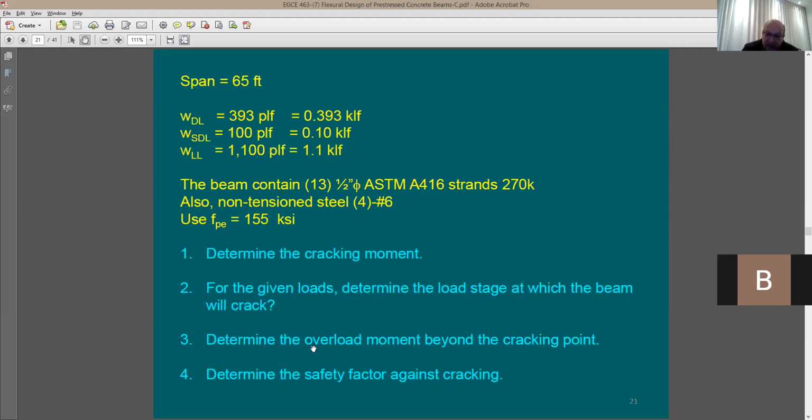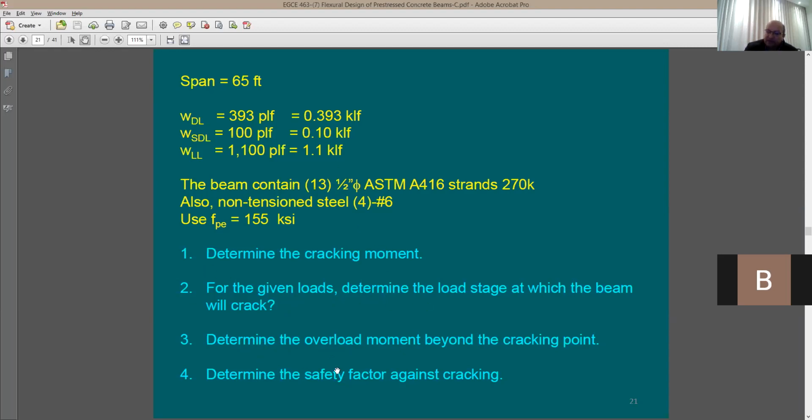Also, it says here, determine the overload moment beyond the cracking point. So for example, let's say this beam is going to be exposed to 100 kip-foot and it's going to crack at 80. So how much is the overload moment? I'm going to say overload moment is going to be 100 minus 80. So you have an additional 20, let's say kip-foot, before the beam is going to be reaching the applied load. And it's going to start to crack at 80.